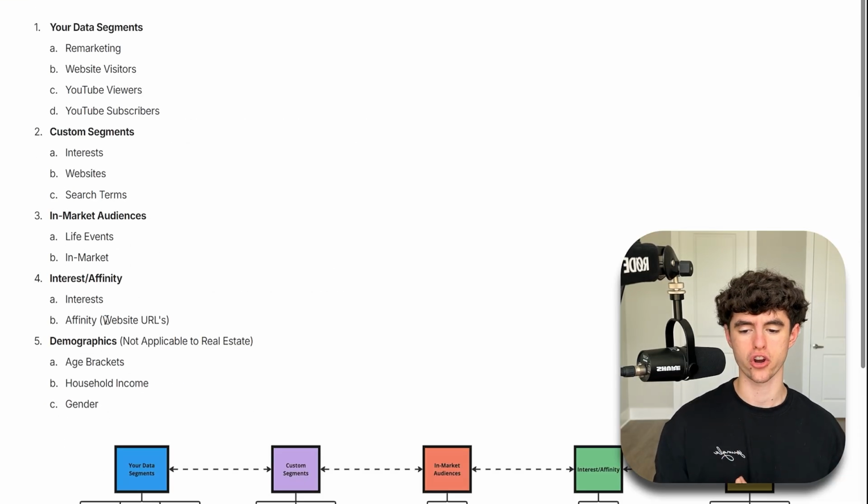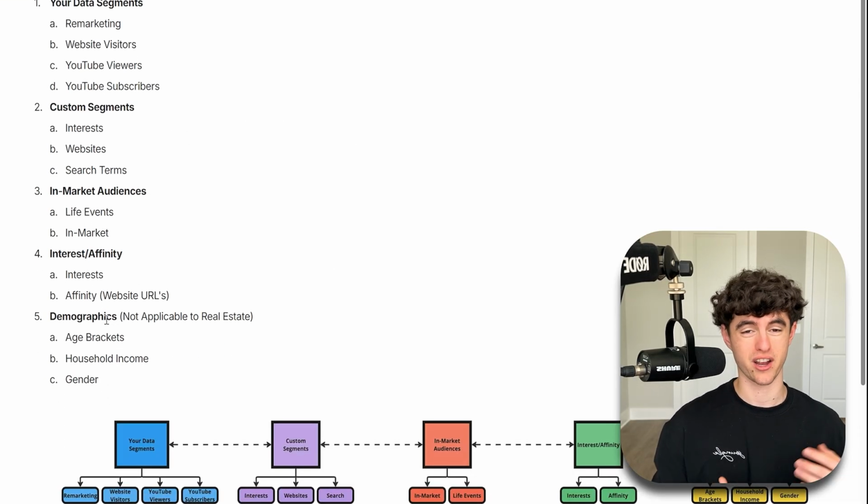So now moving on to targeting, there are 5 different types of targeting when it comes down to Google and YouTube ads in general. Real estate only uses a couple of them, but let's break them down anyway.